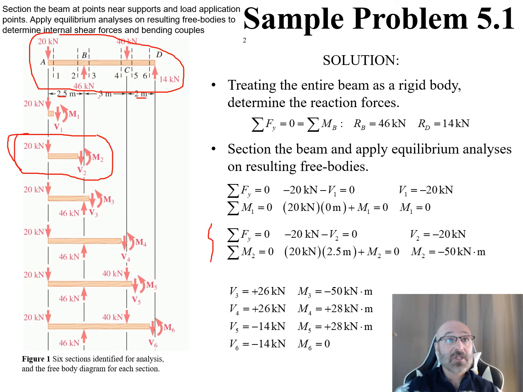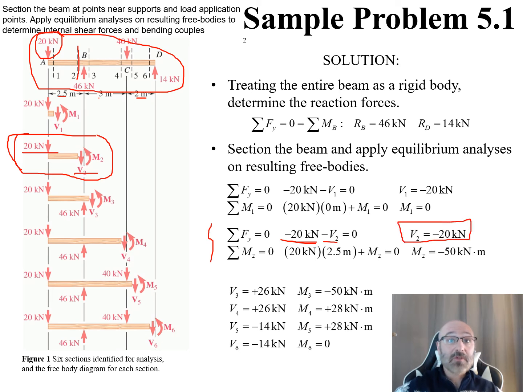We can see this section is right before our reactionary support at B. So our only external load is still this 20 kilonewtons right there. Now we can go through and say, what is the summation of our forces? Well, we have this 20 kilonewton force acting right there, so there's our negative 20 because it's going in a negative y direction from our chosen coordinate system. And we have this shear force of negative V. Move our V to the other side, and we see that negative 20 kilonewtons is equal to V2, or V2 is equal to negative 20 kilonewtons. So now we have a value for that shear force.